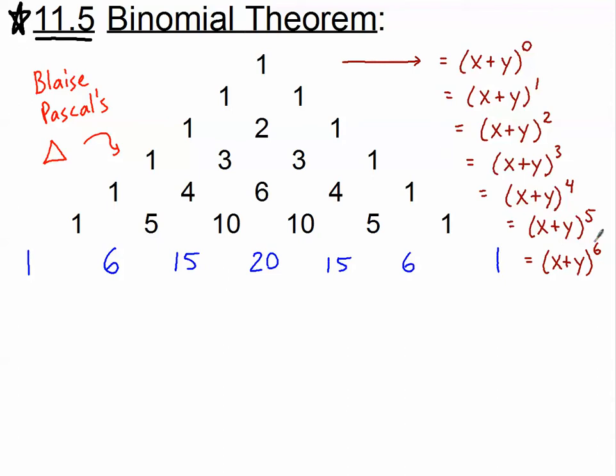So just understand whatever the exponent you're raising your binomial to, the row of coefficients that you'll be using is the row that has the second term as that number. And I would call this the 6th row.